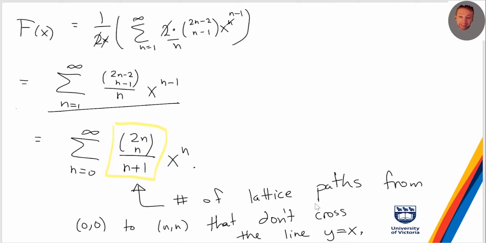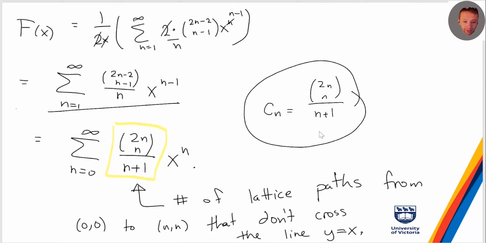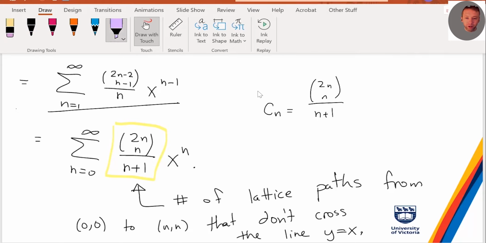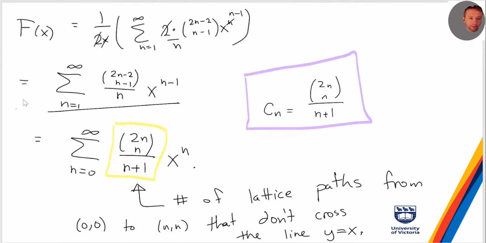At this point, it's easy to forget where we even started and what we were trying to do. But we've succeeded in our goal. We've determined that this C_n is 2n choose n over n plus 1. So this is equal to the number of lattice paths from (0, 0) to (n, n) that don't cross the line y equals x. I feel like this is kind of magical how this works out. This combines a lot of the different things we've done so far. This is an example of a nonlinear recurrence relation.